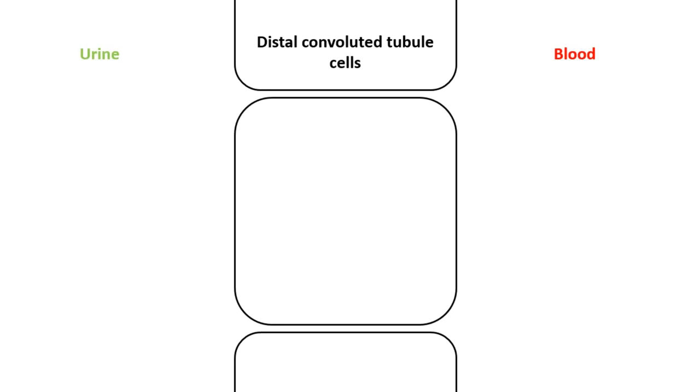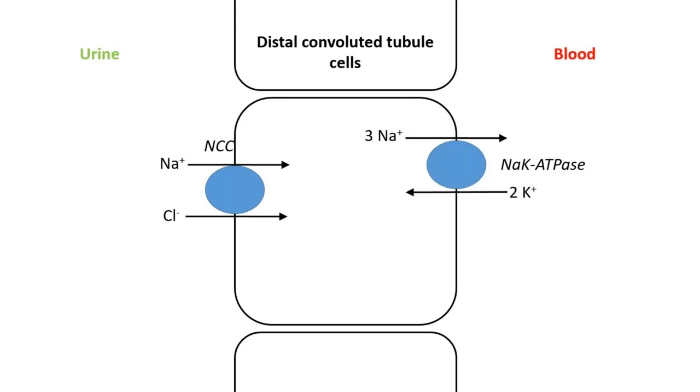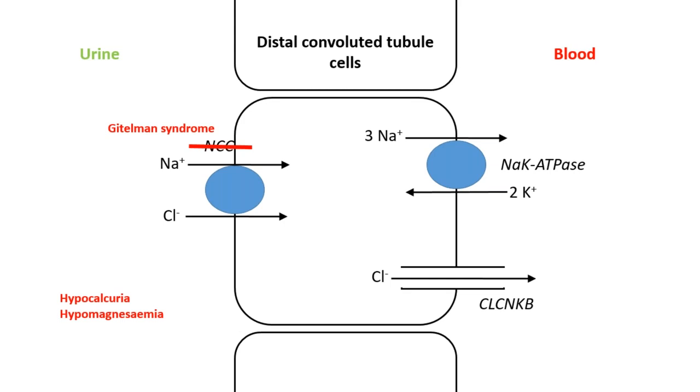And just to touch base on Gitelman syndrome, whereas Bartter syndrome is a problem of the thick ascending limb of the loop of Henle, in Gitelman syndrome, sodium is reabsorbed through the NCC transporter into distal convoluted tubule cells. And it's a genetic mutation of that transporter, which means we cannot transport sodium through the distal convoluted tubule. And that can also lead to hypomagnesemia and hypercalciuria, although not fully understood why. Some of the mechanisms are still to be explained.